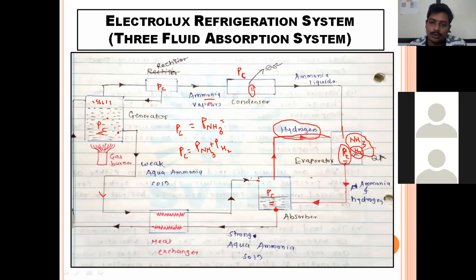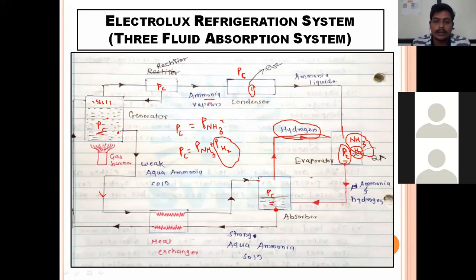We are calling hydrogen a catalyst because of the addition of hydrogen inside the ammonia in the evaporator. The partial pressure of ammonia, or of the refrigerant, is reduced, and because of this reduction, the boiling point temperature of the ammonia keeps decreasing, so the ammonia will now easily convert from liquid to vapor.